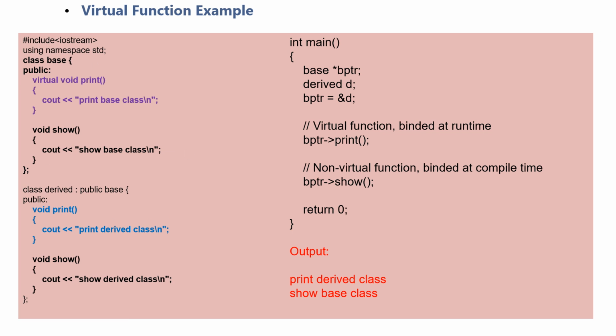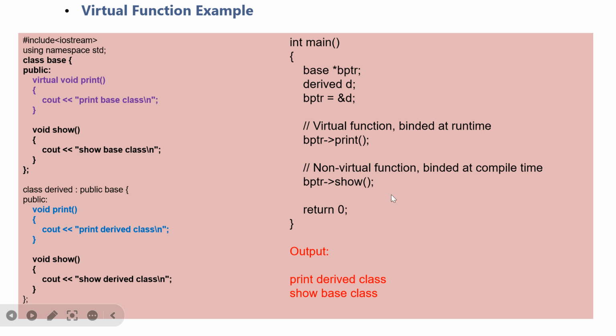We call the show function using the bptr. The same bptr is used to call the show function also. Since the show function is not declared as virtual, here we didn't mention this show function as virtual, the version of show from the base class is called. So this is determined at compile time, which is why it's called early binding. According to this, we didn't give the virtual concept here, so we don't call this late binding.